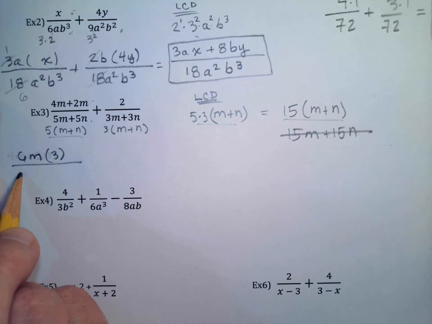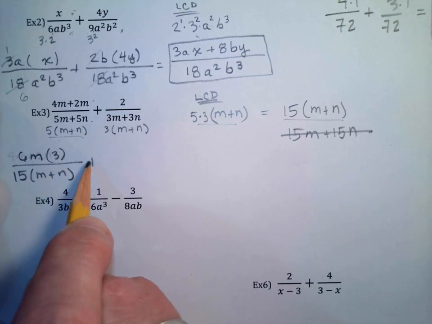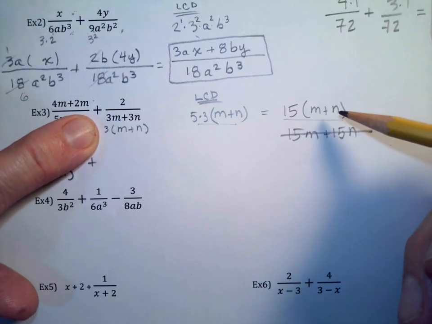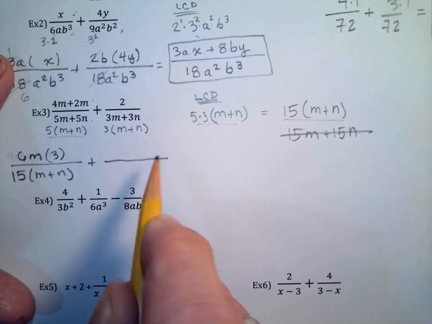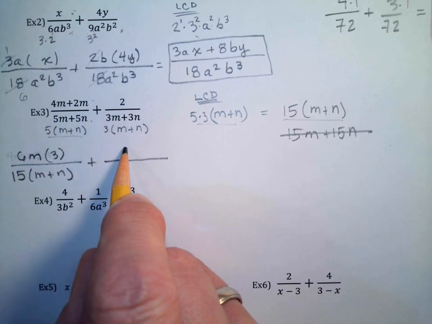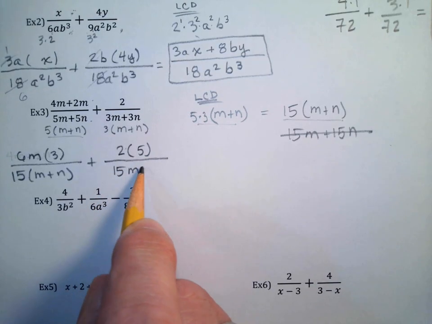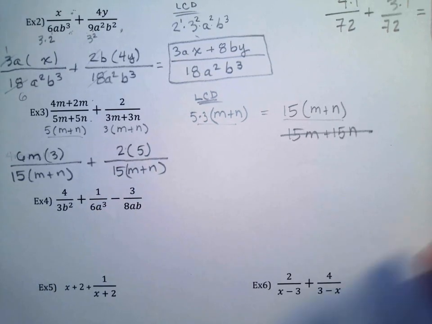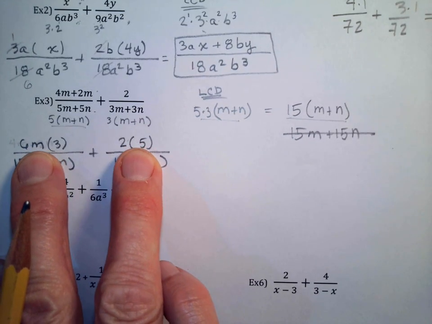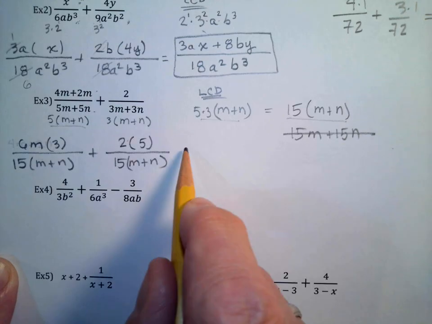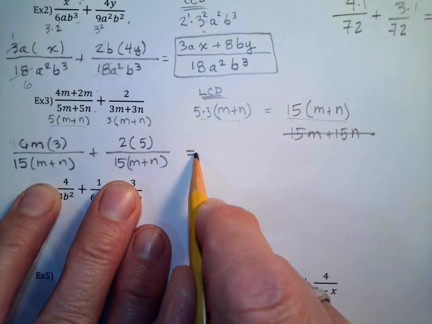Okay? Over 15m plus n plus, and now I got to multiply this denominator by 5 and in order to make it 15m plus n, I'm going to multiply the top by 5 as well. So 2 times 5, and then on the bottom 15m plus n, that's in parentheses. Okay? Now normally I will skip over this step because I can multiply these two things and add them. At some point you want to skip over this step just to save yourself some time and writing.